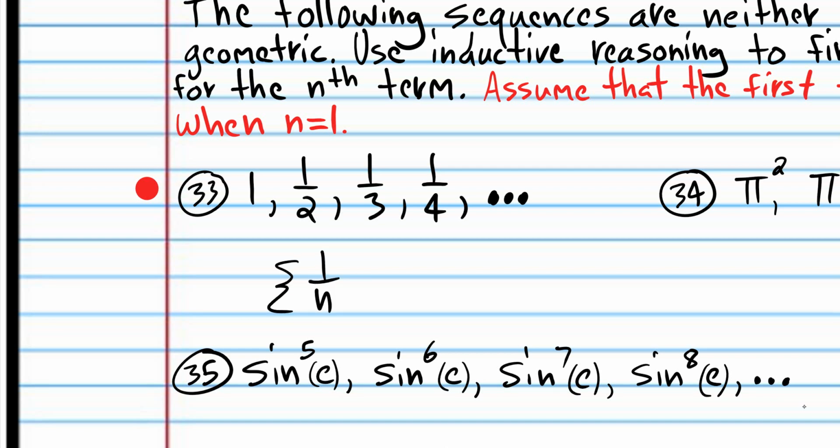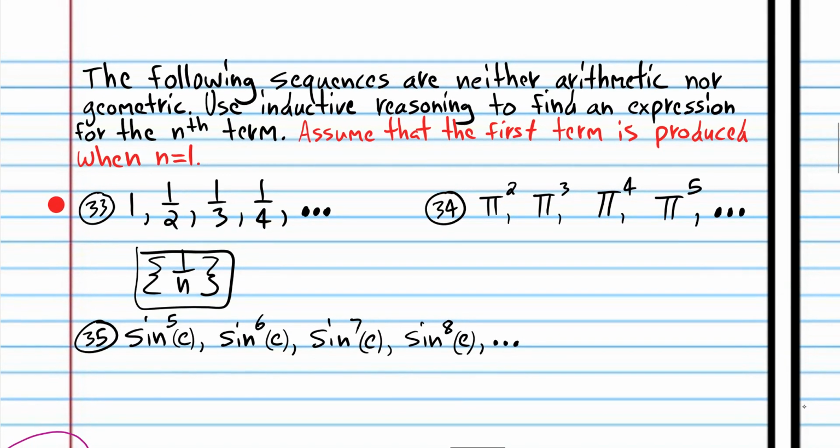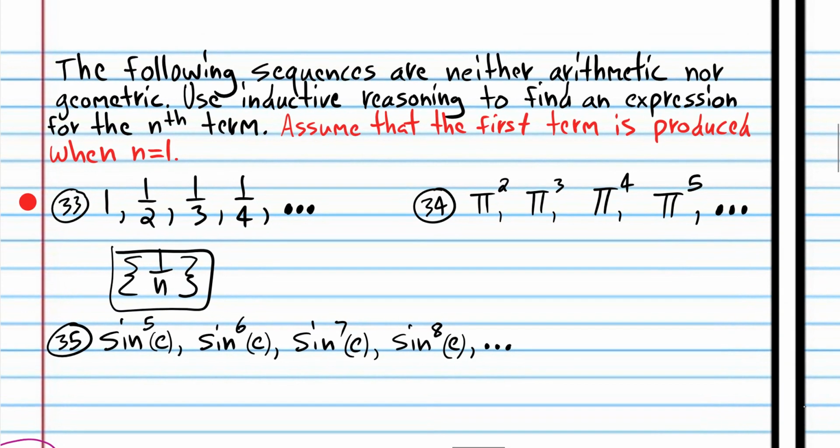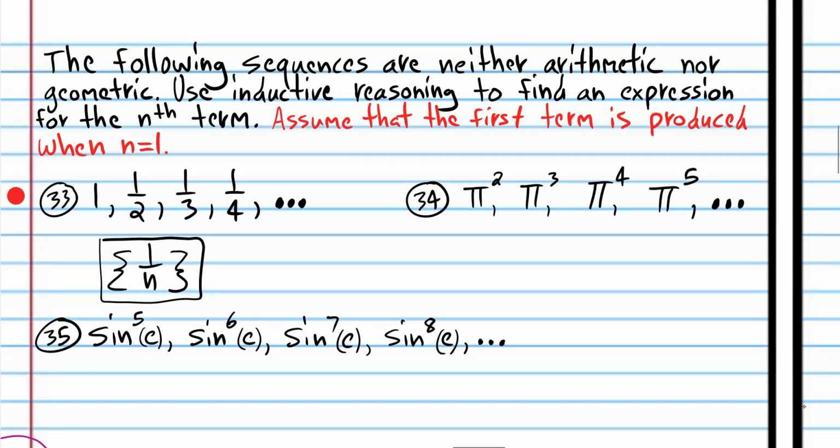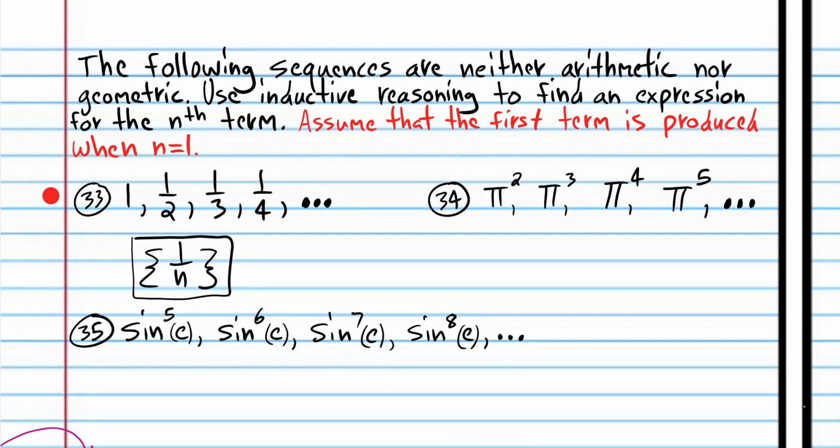Plug in 1, you get 1. Plug in 2, you get 1/2. Plug in 3, you get 1/3. Plug in 4, you get 1/4. Now I want to clarify, the denominators do display an arithmetic sequence. You're adding 1 each time, but because they're the denominators of a fraction and the numerators don't change, technically this is not an arithmetic sequence. So it's a little deceiving, because again, the progression of the denominators does display an arithmetic progression, but it's not an arithmetic sequence.